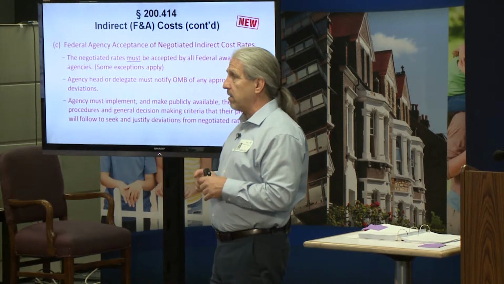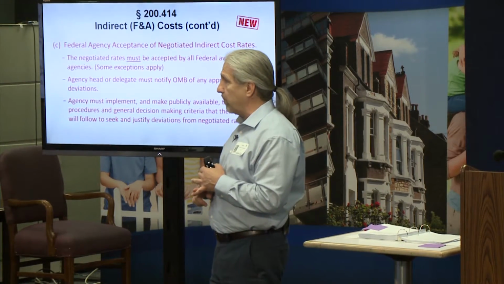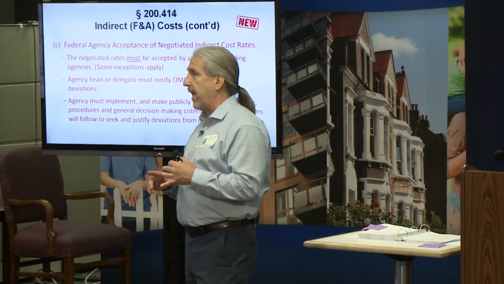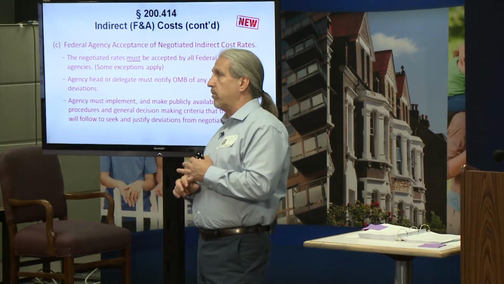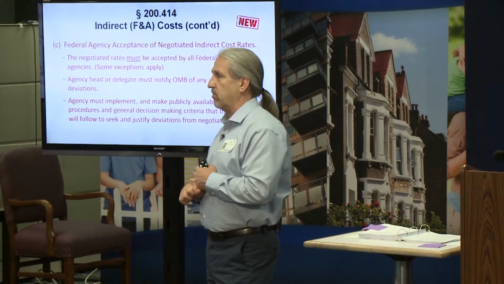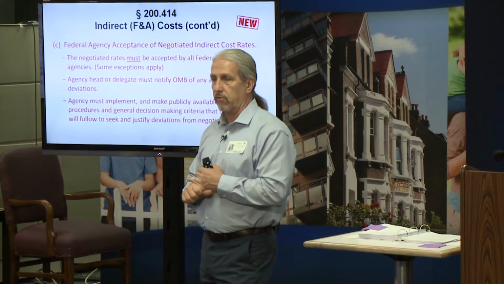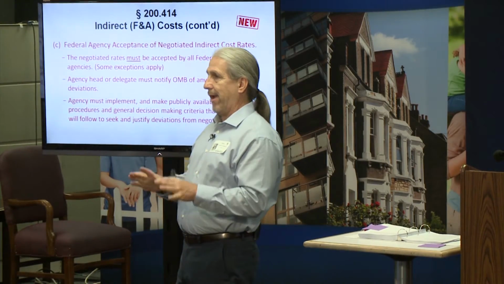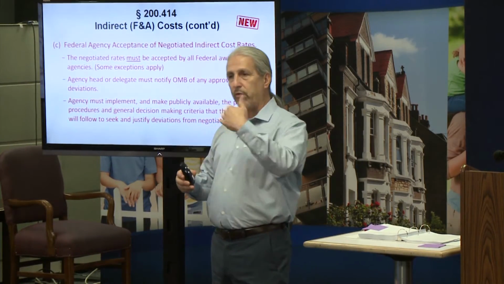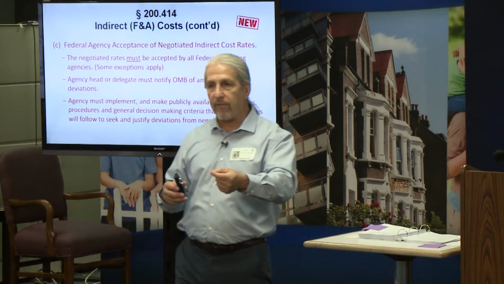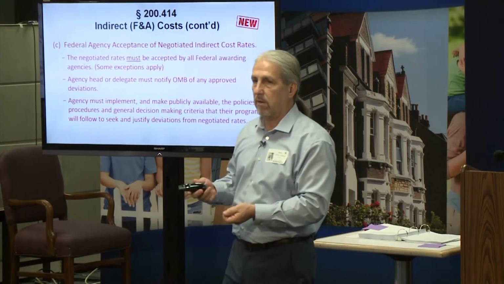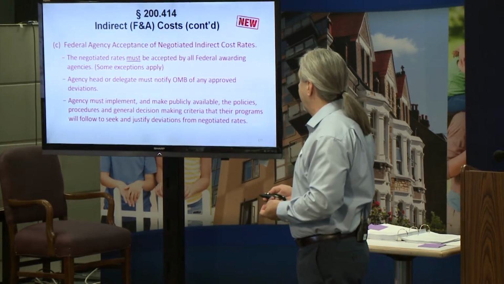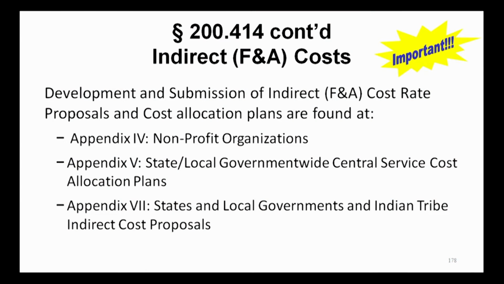Agency must implement, make publicly available the policies, procedures, and general decision-making criteria that their program will follow to seek and justify deviations from negotiated rates. So what this is saying is, once you negotiate that rate with your cognizant agency, whatever it is, the federal agency must accept that rate.